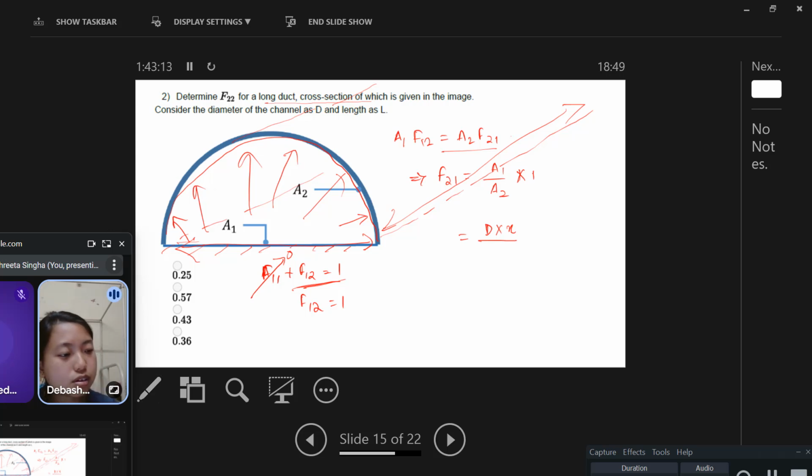And A2 is half of a circle, so the perimeter of a circle is 2 pi r or pi d. Here you can write just pi d by 2, because it is a half circle, into x, into 1. So x gets cancelled. So it is just 2 by pi. How much is 2 by pi?